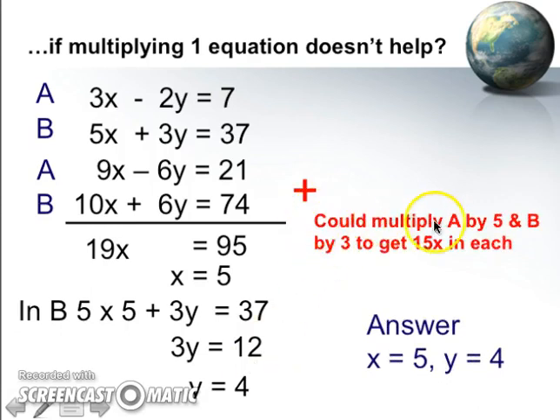We could have also multiplied A by 5 and B by 3, again to get 15x, and done it that way. It will give you exactly the same answer.